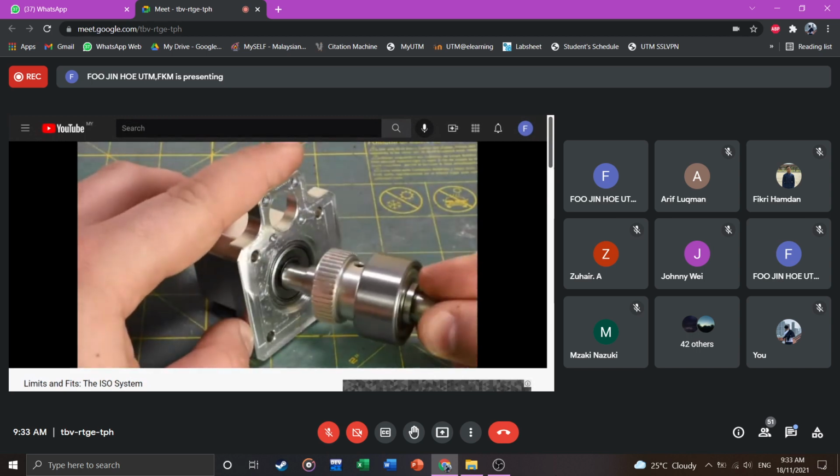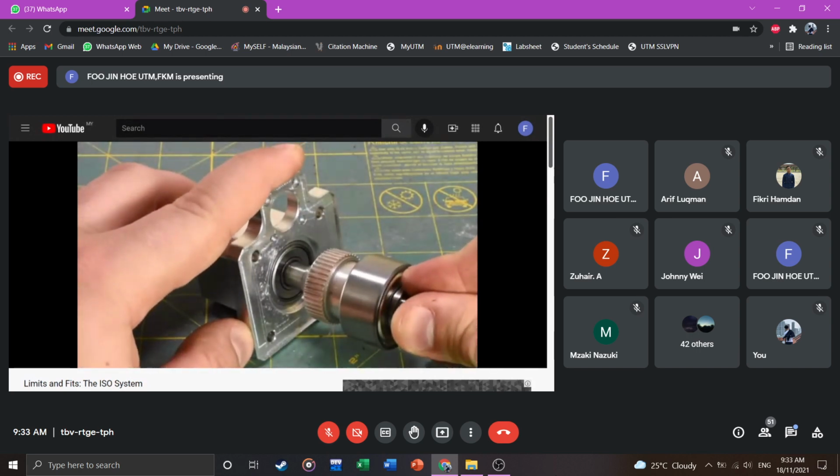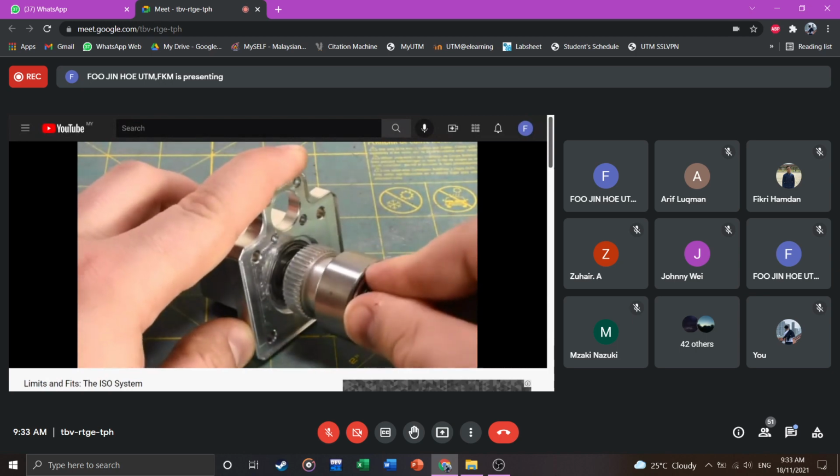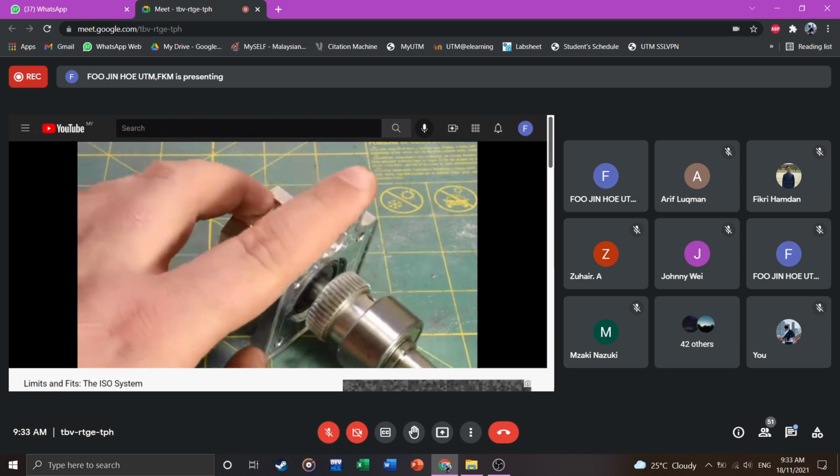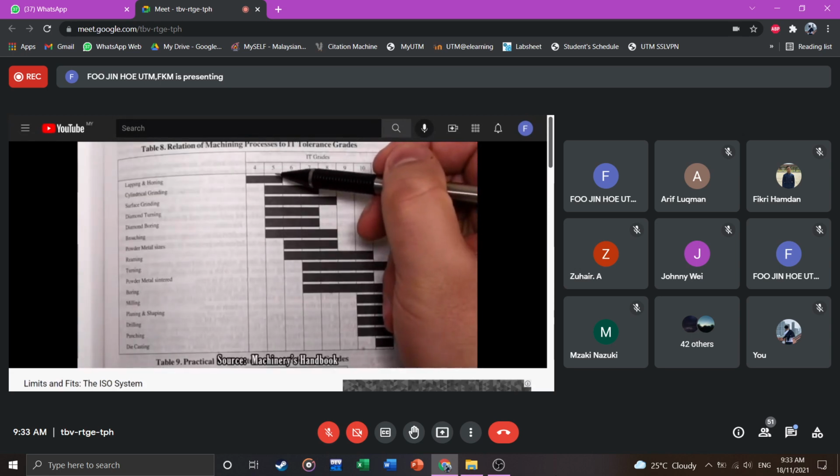I know from the fact that it's JS, it'll probably be a transition fit and might need a little force to install, and the 5 tells me I'll need an IT5 process to make it, which will either involve very accurate turning or cylindrical grinding.